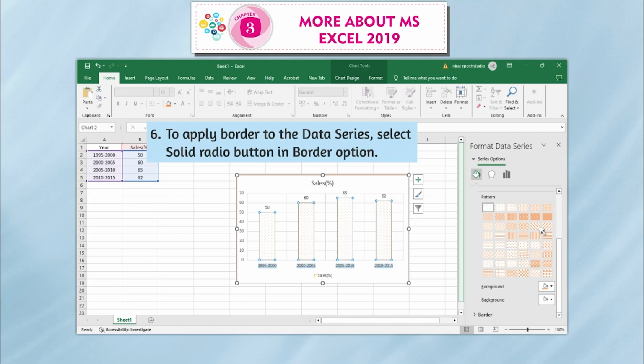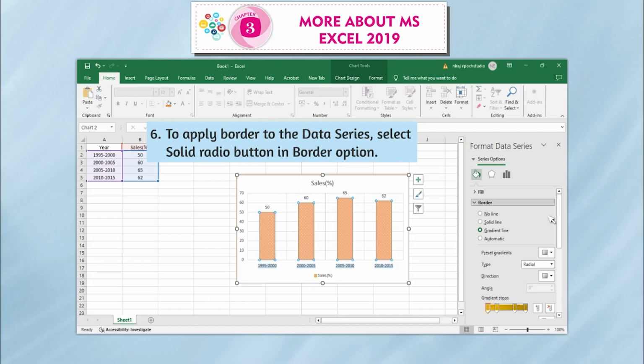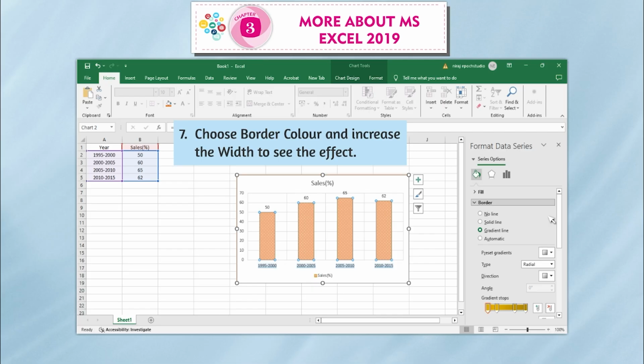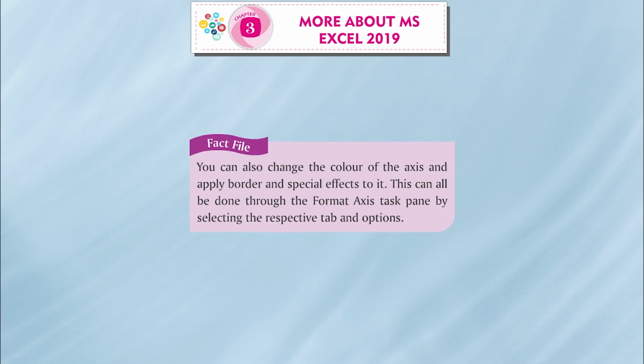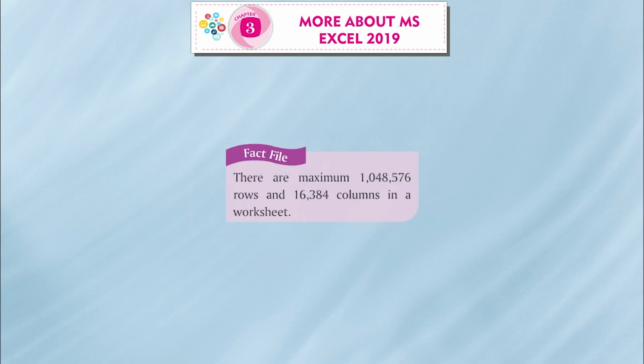6. To apply border to the data series, select Solid Radio button in Border option. 7. Choose border color and increase the width to see the effect. Fact file. You can also change the color of the axis and apply border and special effects to it. This can all be done through the Format Axis task pane by selecting the respective tab and options.